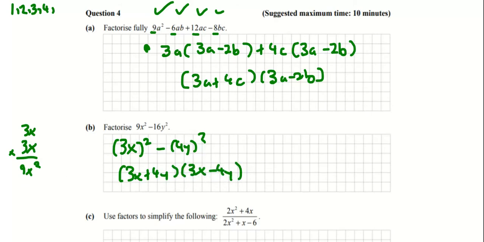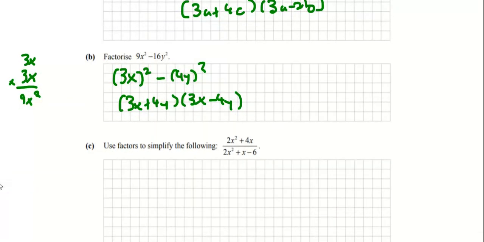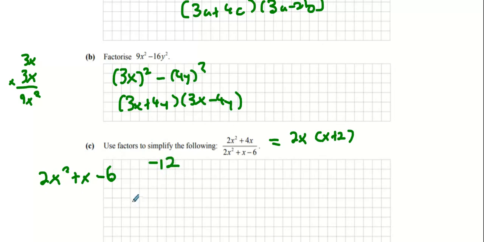Okay, the next one, use factors to simplify the following. Well, on the top one, I can just take out 2x and I get 2x into x plus 2. On the bottom one, I'm going to have to use the reference number technique. So 2 multiplied by minus 6 is minus 12. What we're going to get here is two numbers that multiply to give me minus 12, but add to give me plus 1. 4 and minus 3.